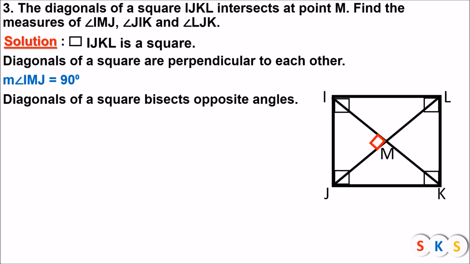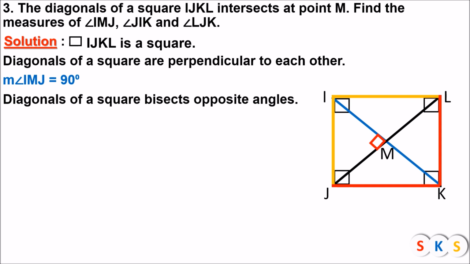Diagonals of a square bisect opposite angles. Look at this figure: IK is a diagonal, right? You can see segment IK is a diagonal. The segment which is blue in color, that is the diagonal. And what this diagonal does, it divides both the opposite angles, that is angle JIL and angle LKJ, right? Angle JIL and angle JKL.